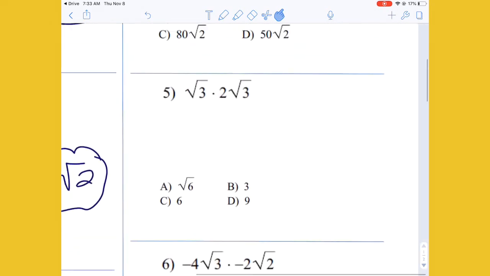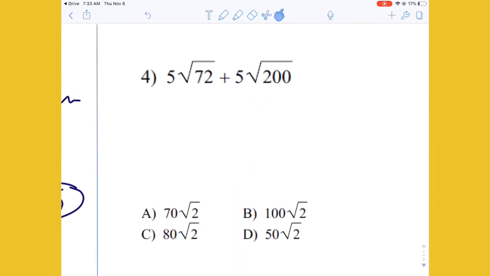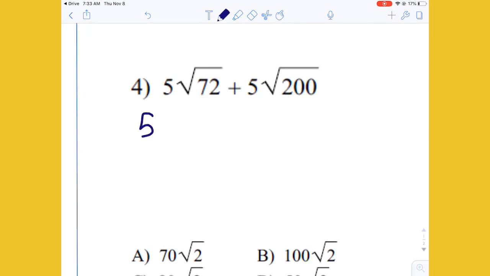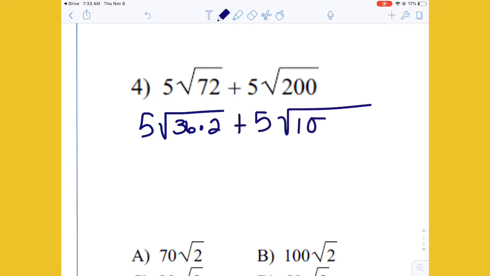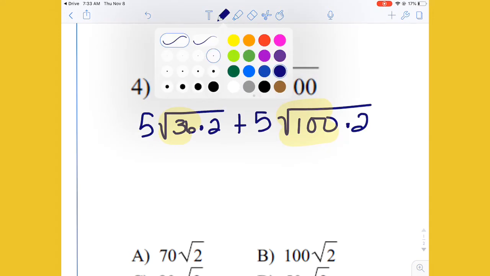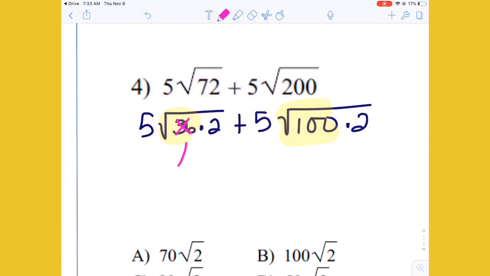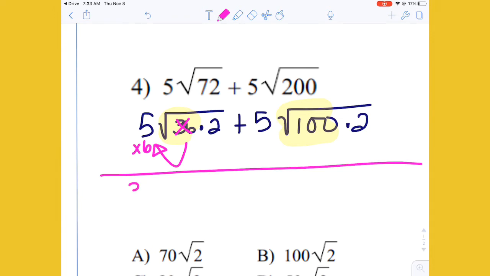All right, let's go to 4. We're going to do 36 times 2 for 72. And then for the square root of 200, I'm going to do 100 times 2. And I can take the square root of 36, and I can take the square root of 100. Let's do that. The square root of 36 is 6. That's the number that comes to the outside. That'll give me 30 times the square root of 2.